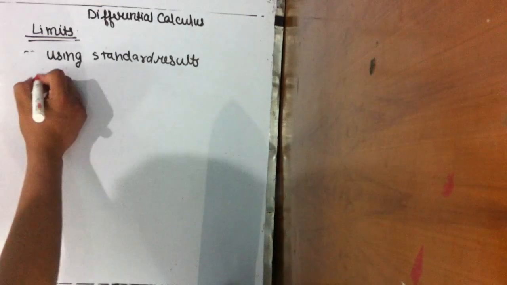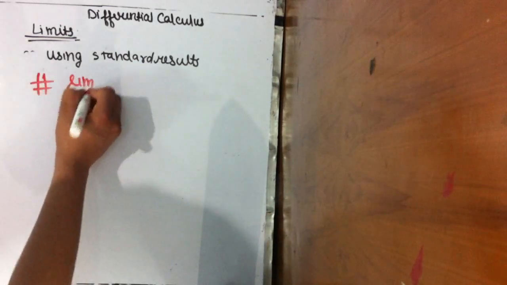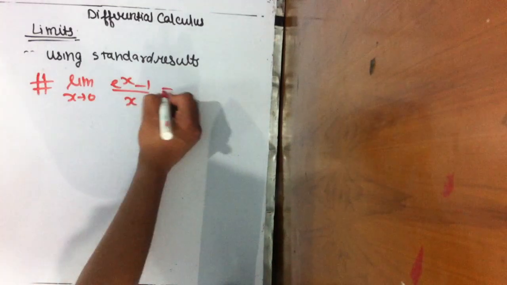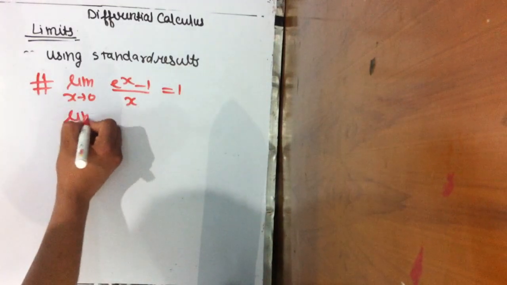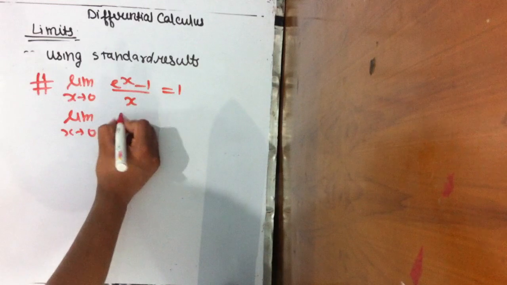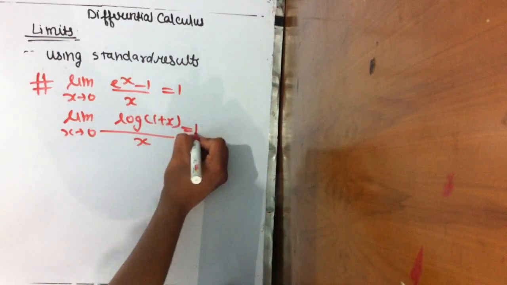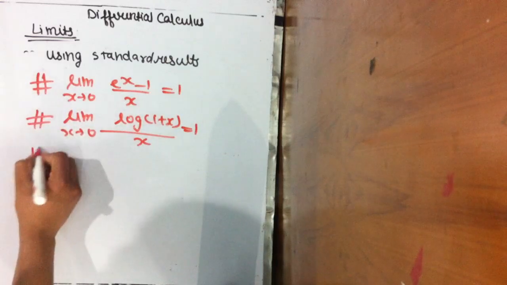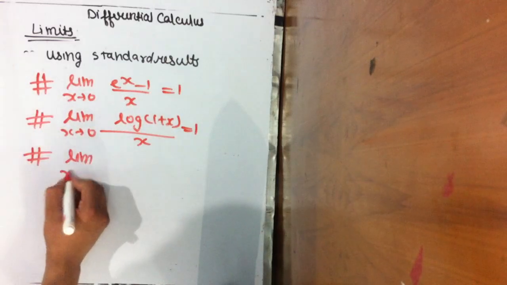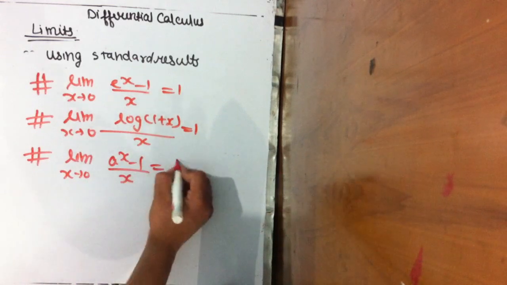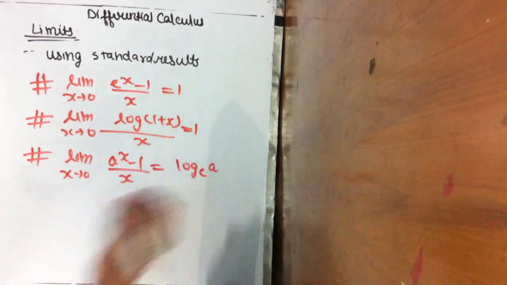We can move to logarithmic and exponential functions. So there we have limit x approaches 0, e to the power x minus 1 divided by x, that is equivalent to 1. Limit x approaches 0, log 1 plus x divided by x is equivalent to 1. And the last is limit x approaches 0, a to the power x minus 1 divided by x, that equals log e base a.